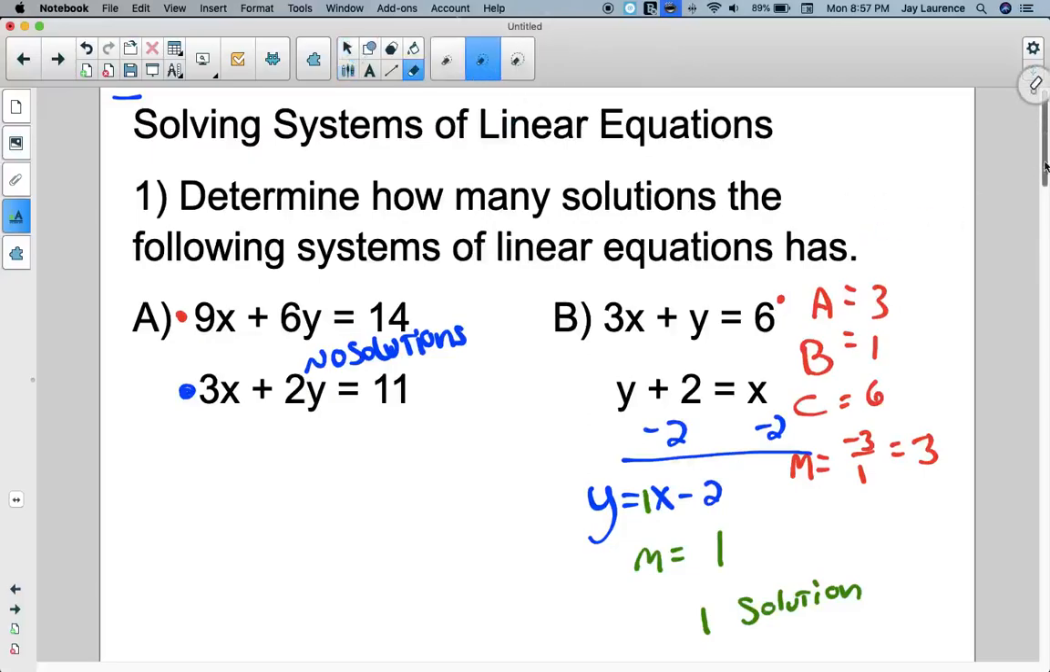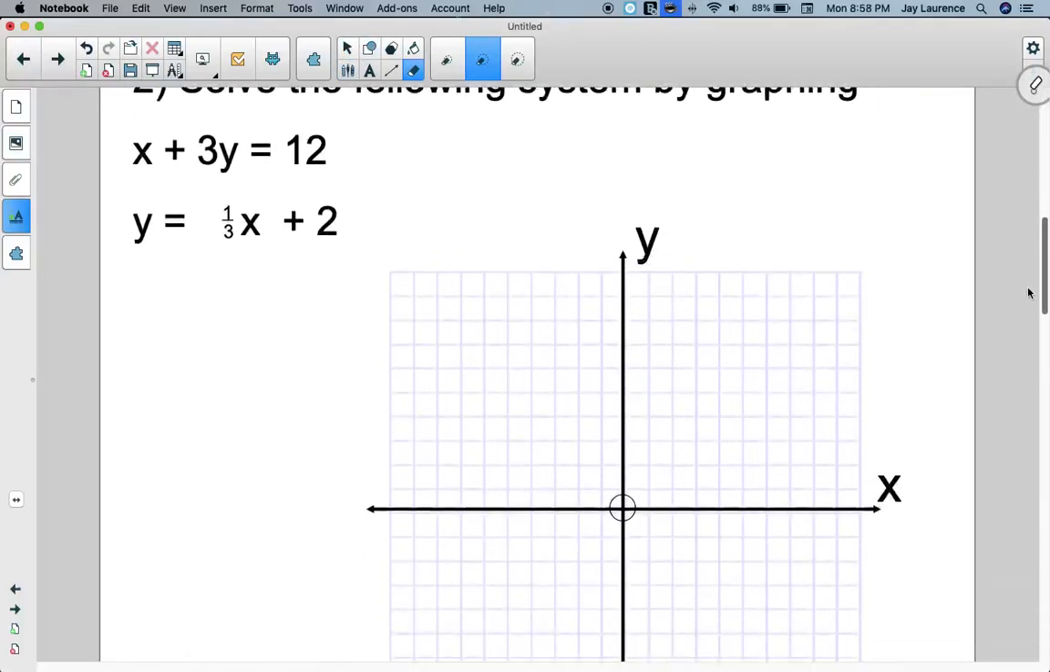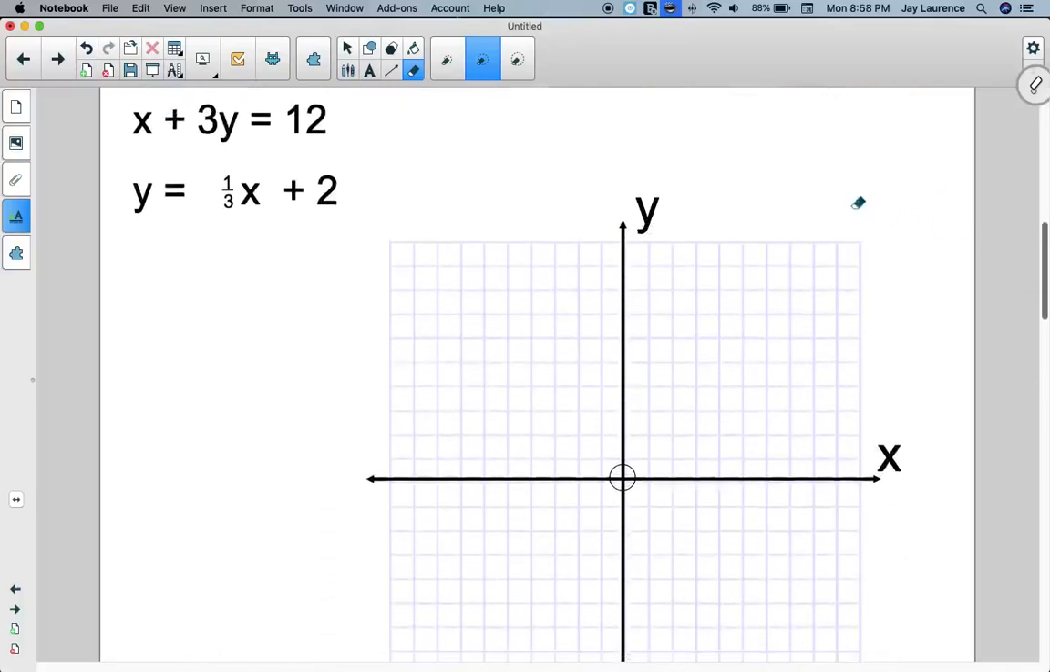Okay, whoops, having some trouble here. There we go. All right, I want you to solve the following system by graphing. Okay, go ahead and try. When you're ready, watch me.